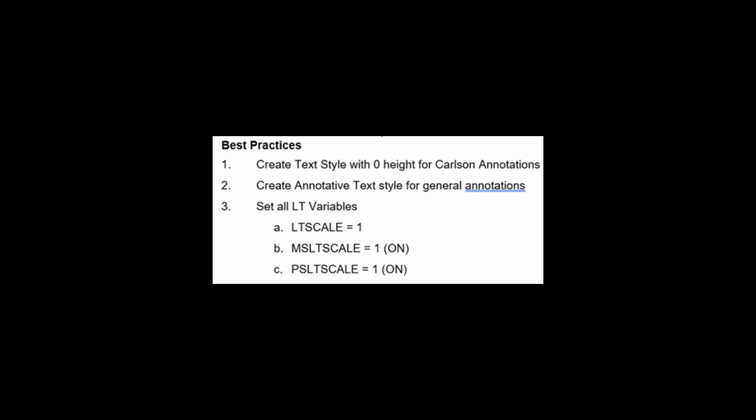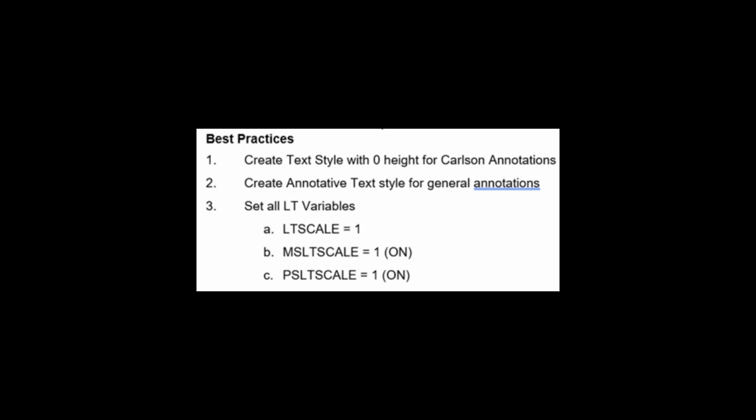So I'm going to leave you with what I'm going to call my 3 best practices. And that is to create a text style with a 0 height for all of your Carlson annotations. So that's your bearings, distances, slot areas, anything that's automated by Carlson, including everything in field to finish, because Carlson will apply the text scaler and you want your text height to be set at 0. Then you create an annotative text style for all your general annotations, like where I'm typing in things like the existing building and a road name and whatever other drafting cosmetics you need.